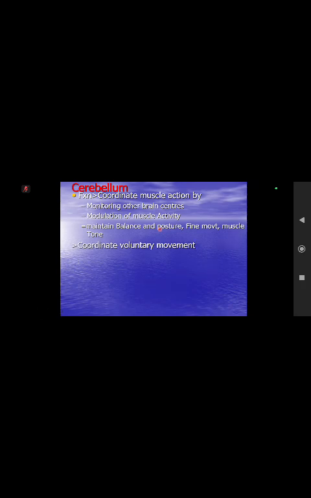So it's mainly for coordination of voluntary movement. Now, voluntary movement, remember, is associated with skeletal muscle. Voluntary movement. It's also important in motor learning and programming.